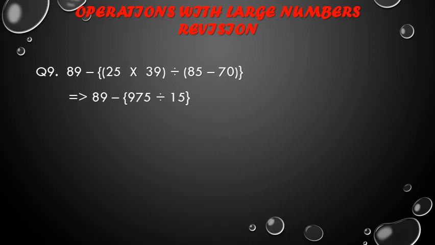So now we will solve the outer bracket, that is the operation within the outer bracket, which is 975 divided by 15. So when we divide 975 by 15, what do we get? Well, in the next step we will write, we get 65. So now in the next step we will write 89 minus 65, which is equal to 24, and this is our answer.